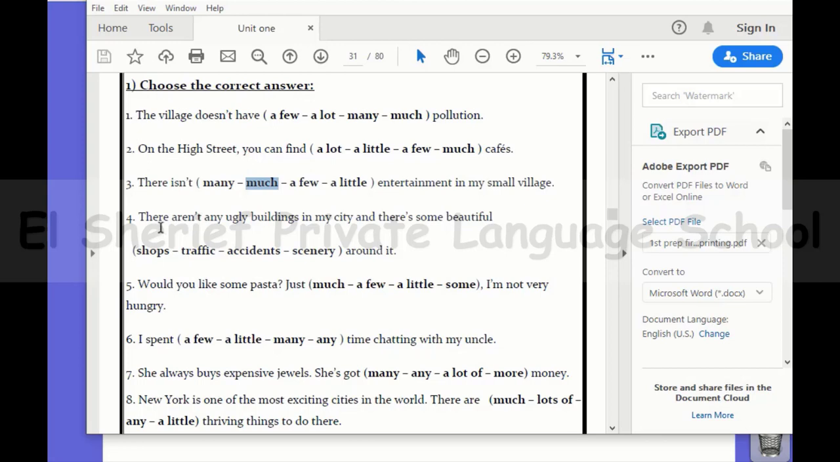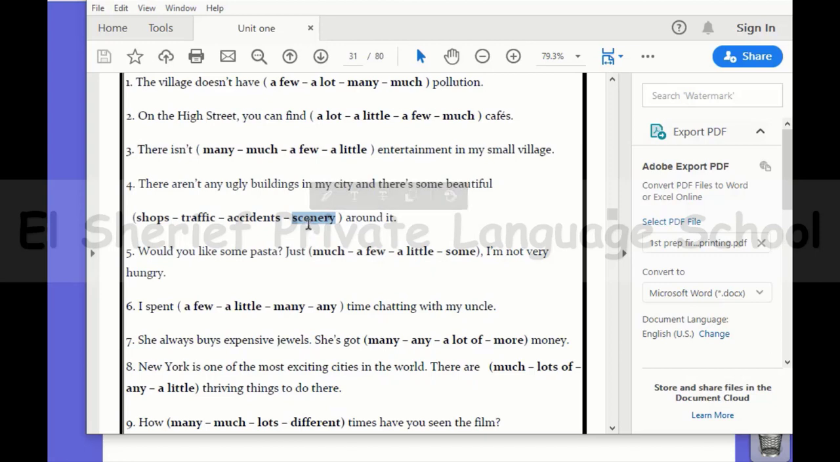Number 4. There aren't any ugly buildings in my city, and there is some beautiful around it. So some beautiful scenery. And by the word scenery we mean the natural features of an area, such as mountains, valleys, rivers, and forests. Okay, number 5. Would you like some pasta? Just, I am not very hungry. So the answer is just a little, because pasta is an uncountable noun.